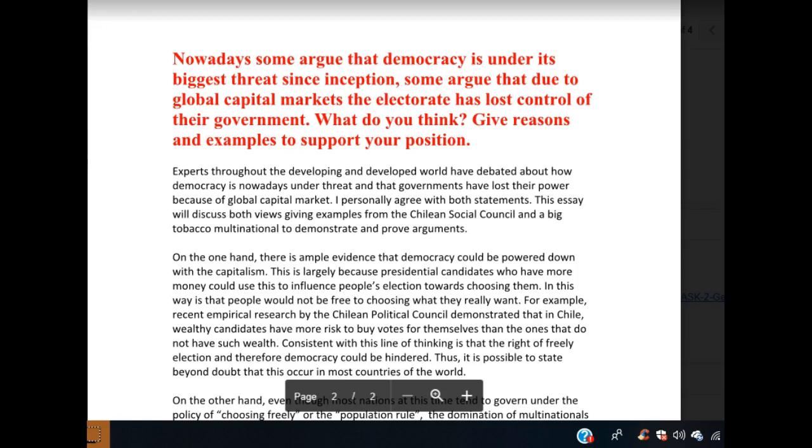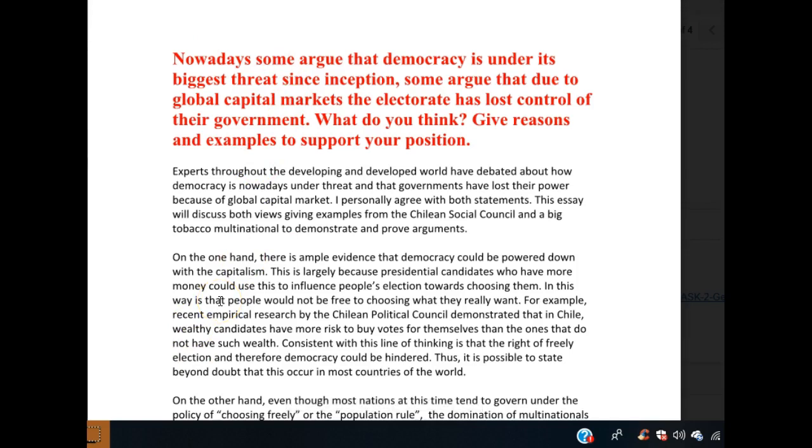This is largely because presidential candidates who have more money could use this to influence people's election towards choosing them. No, this could influence people's vote. This could influence people's choice of candidate. Okay, that's how you would express this. In this way, people would not be free to choose what they really want.